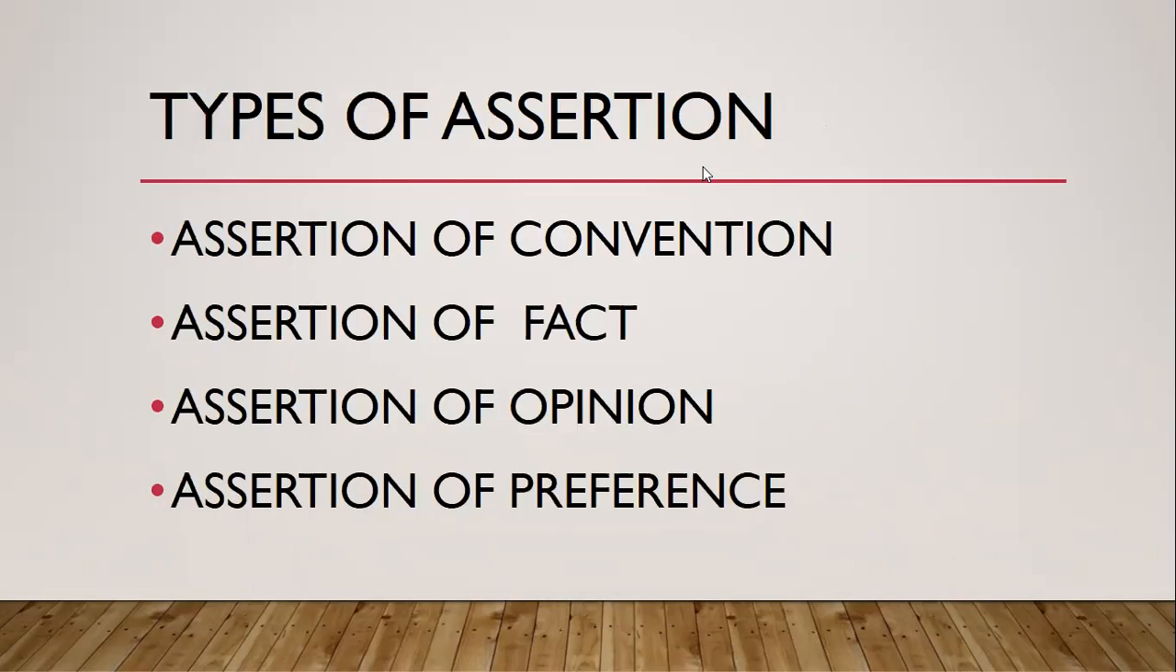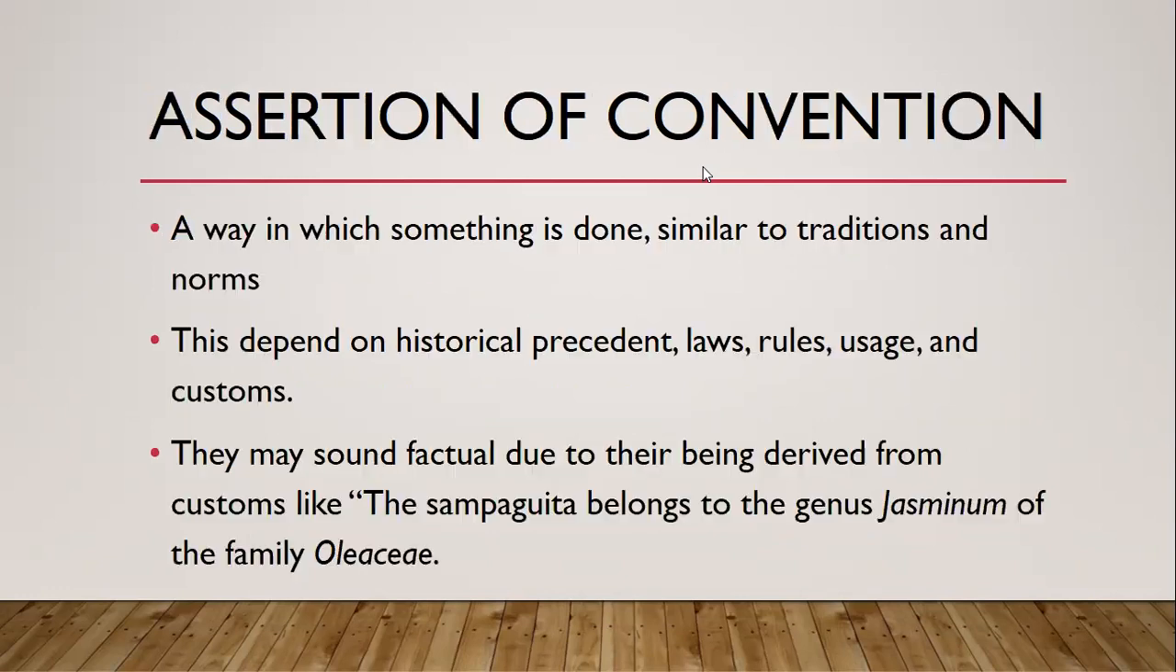First, let's discuss the types of assertion: convention, fact, opinion, and preference. First, assertion of convention. It is a way in which something is done, similar to traditions and norms. It depends on historical precedent, laws, rules, usage, and customs. So assertion of convention is more on history.